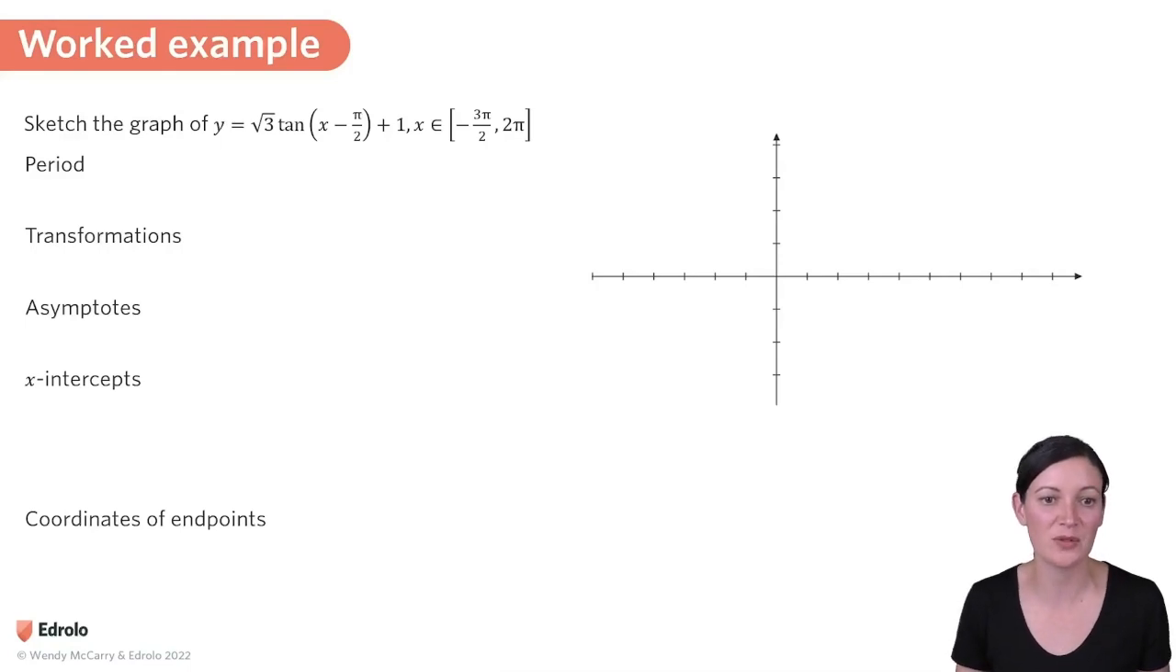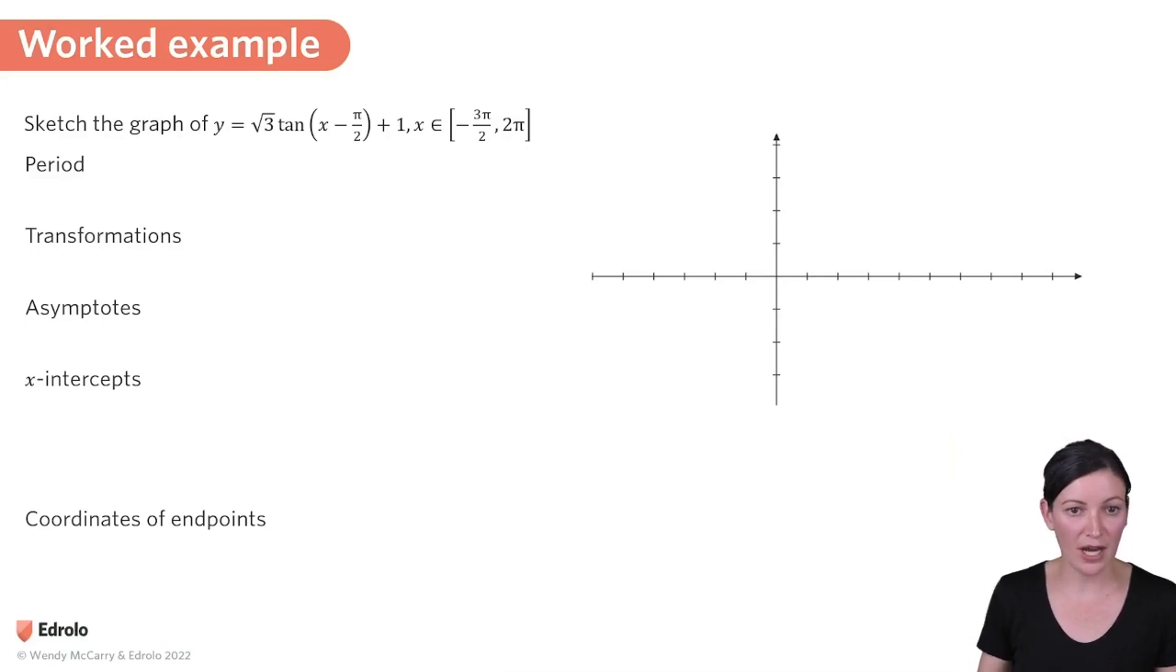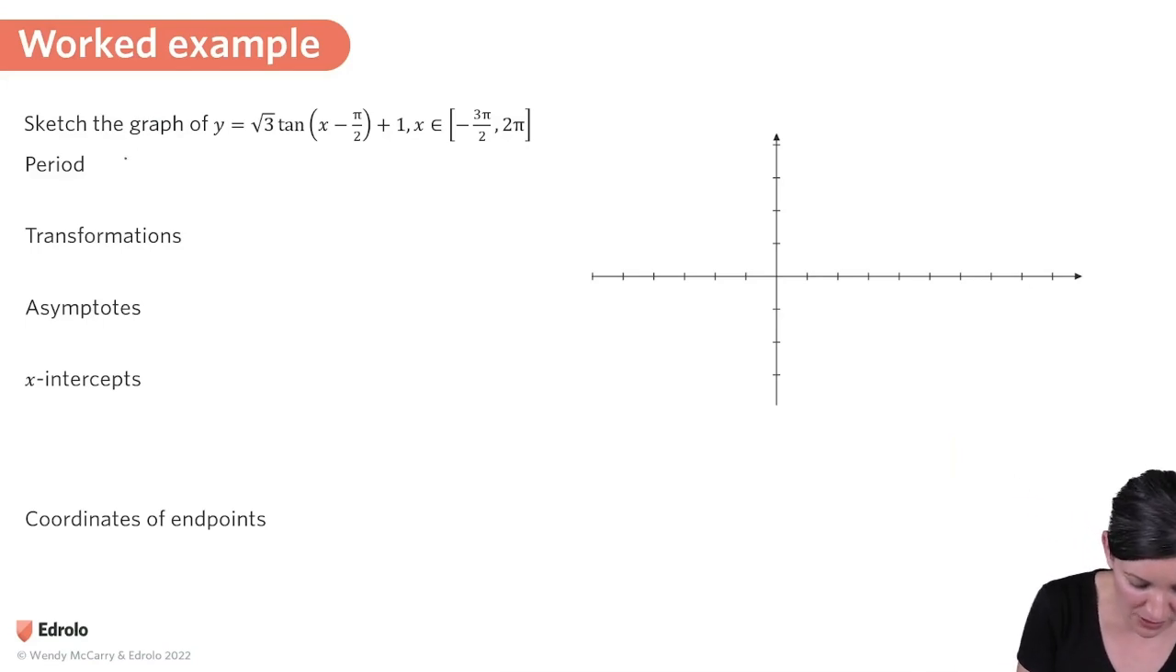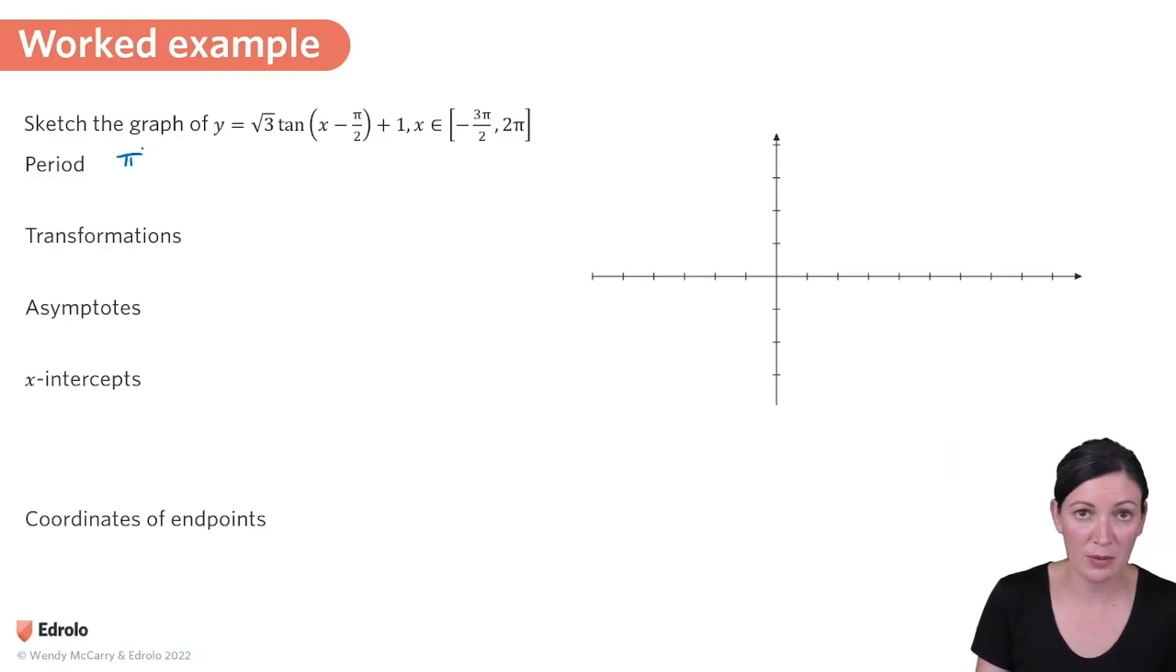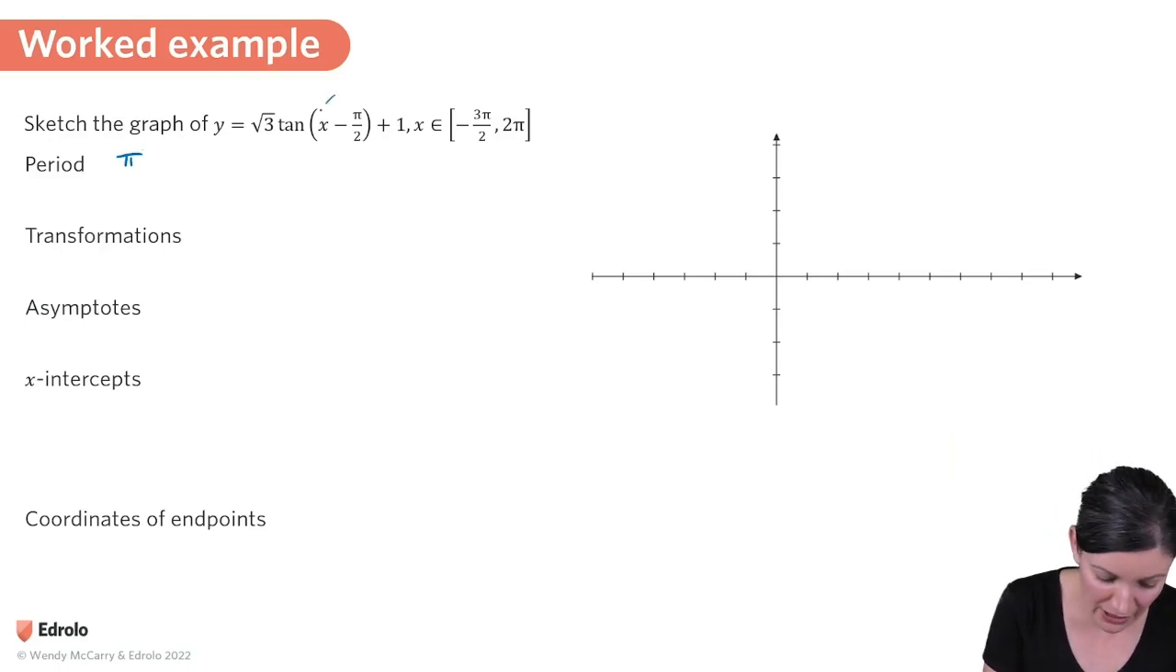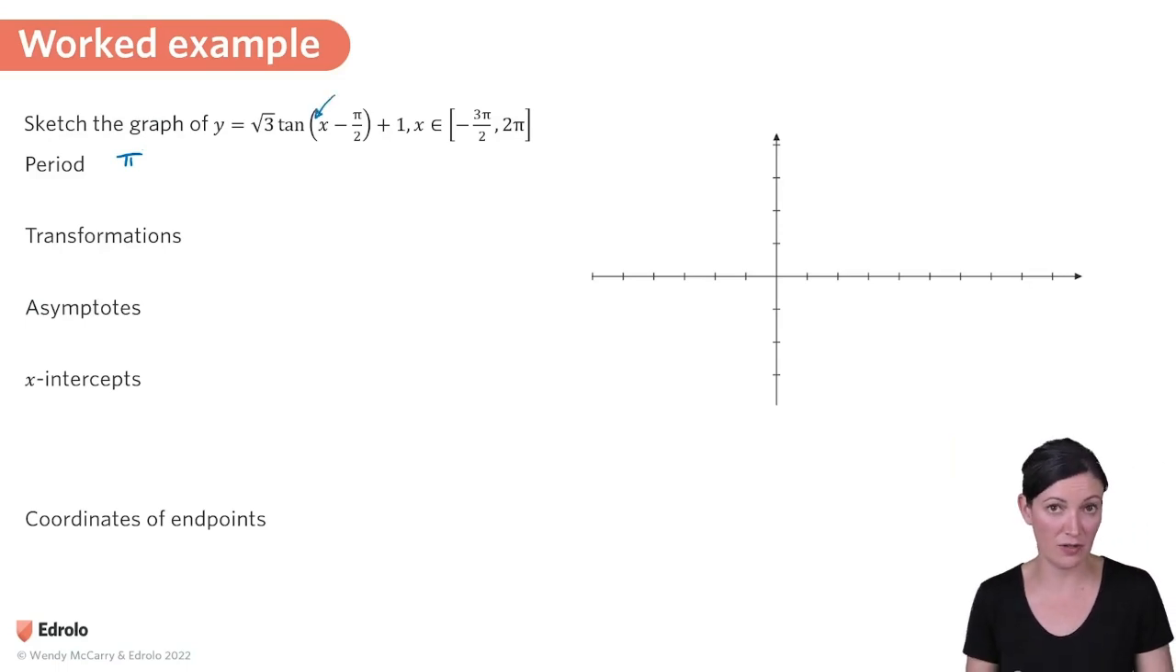Okay, so I'm just going to take you through sketching this graph. We've got y equals root 3 tan of x minus pi on 2 plus 1, and we've got a domain of x being between negative 3 pi on 2 and 2 pi. Okay, let's take a look first at the period of this graph. Now we know the period of tan is always pi, and we would divide by n. So n would be if we had any sort of coefficient of x there, but we don't. So the period in this case is just pi.